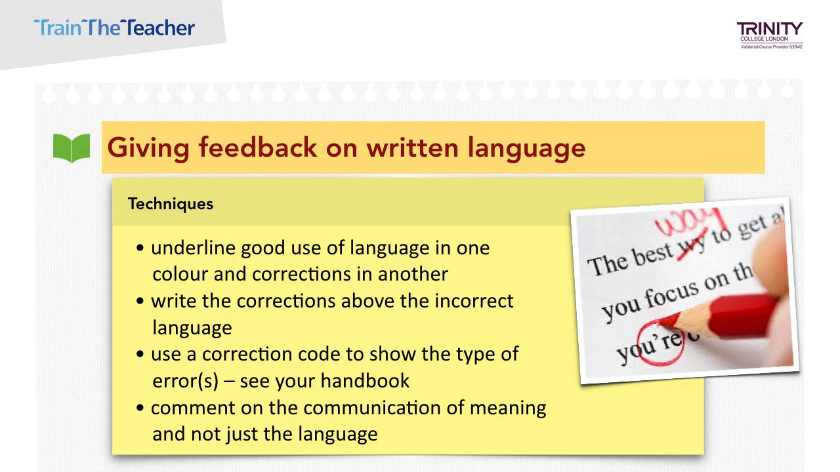You can use a correction code to show the type of error and encourage the learner to make improvements. For example, WO, word order, WW, wrong word, T, tense, SP, for spelling, and P, for punctuation. You'll find the correction code in your handbook.